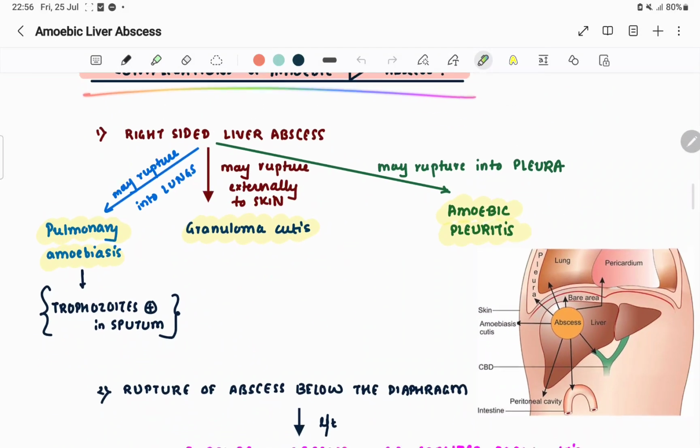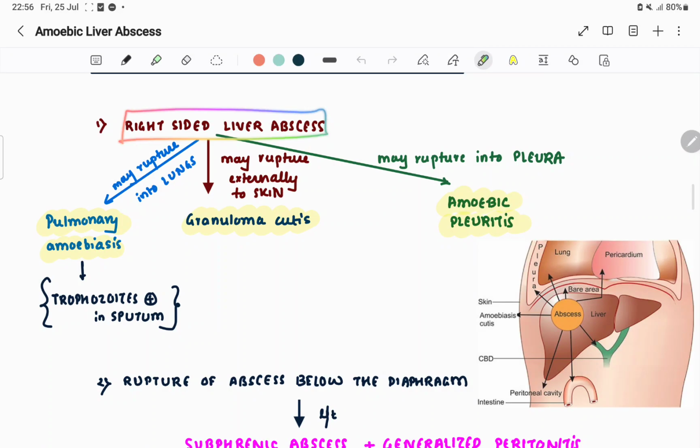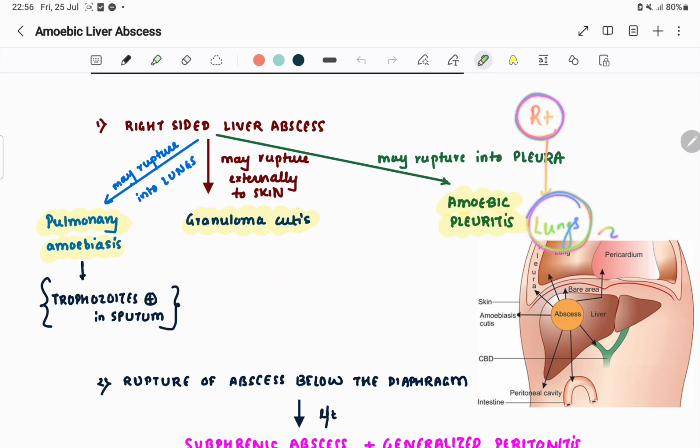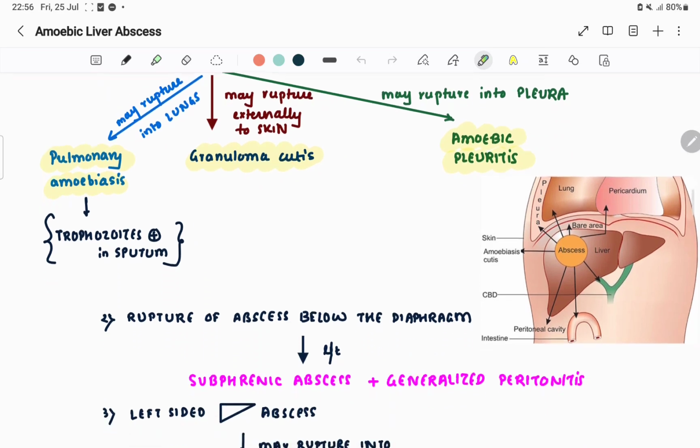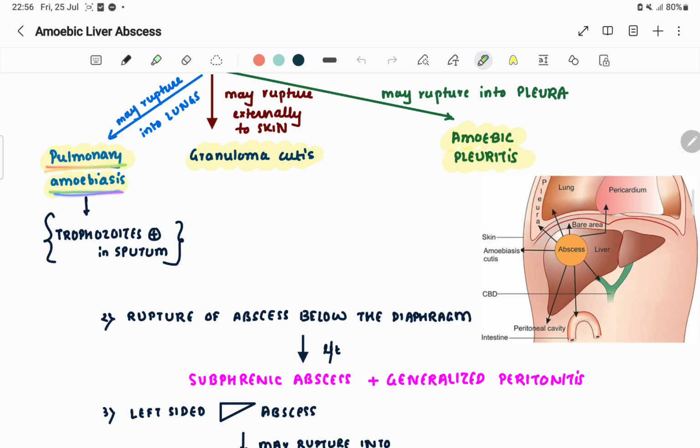What are the complications? Remember, when you are talking about the right side, it will go to the lungs majorly because of pulmonary circulation. So a right-sided liver abscess can rupture into the lung, and then it can spread in the lung, causing pulmonary amoebiasis.